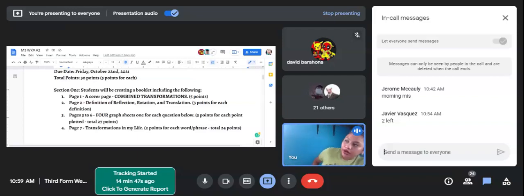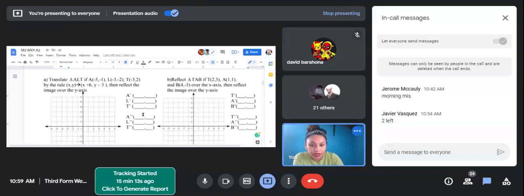Now, if you are going to be doing this manually, you can do the graphs page size. If you're going to be doing it electronically, you will still have to do the graphs, but you can take a picture and insert it into whatever you're doing electronically. All right. And it is 3 points for each point plotted. So let's take a look at that. 3 points for each point plotted.